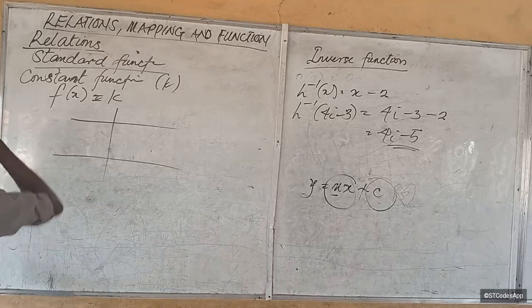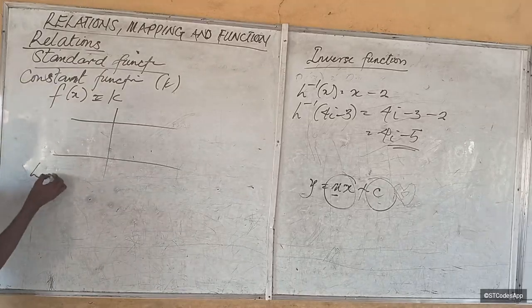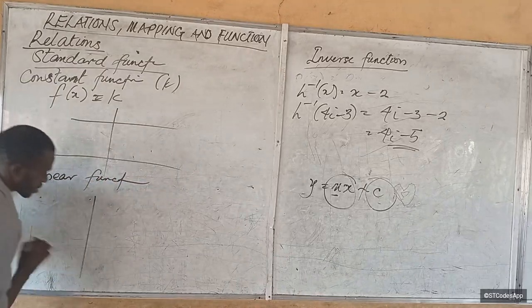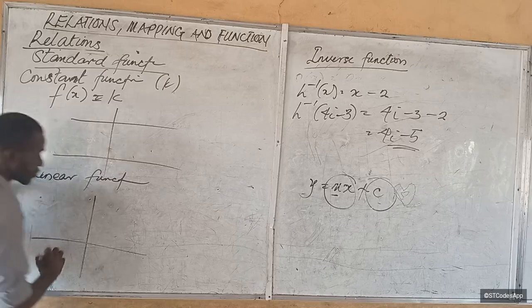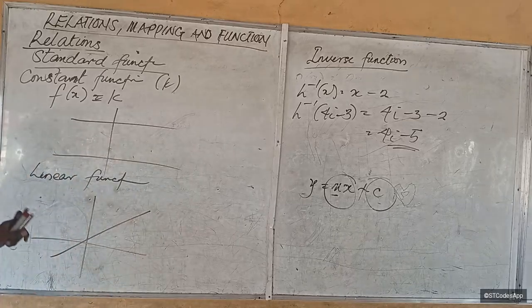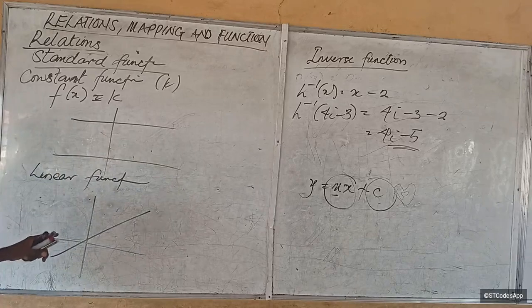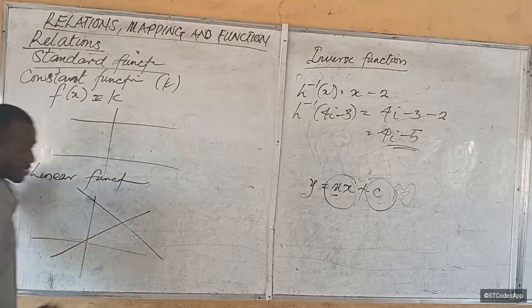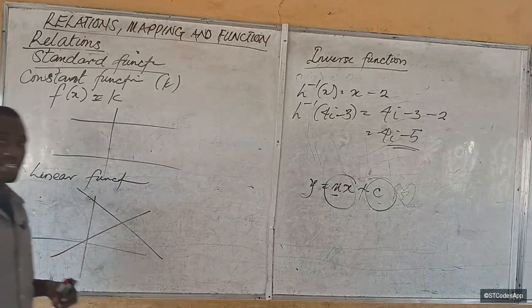Now what of a linear equation? A linear function rather. A linear function. How is that going to look like? To look like this. If it's forward progressive, right? Then if it's regressive, it could look like this, isn't it? Still linear, right?